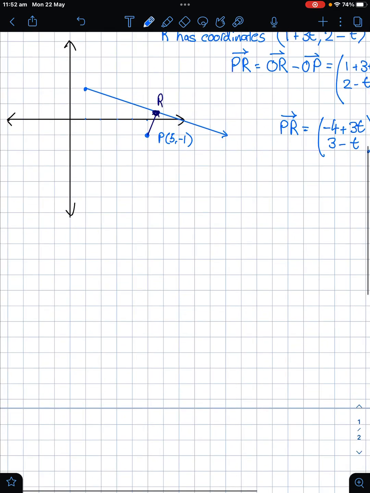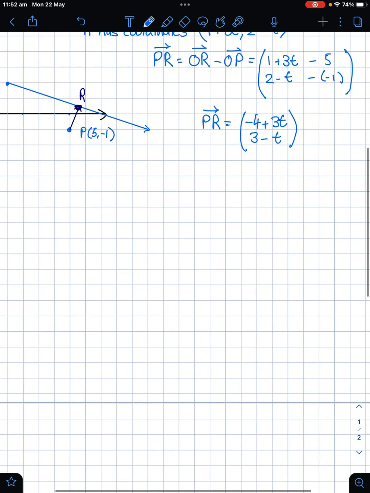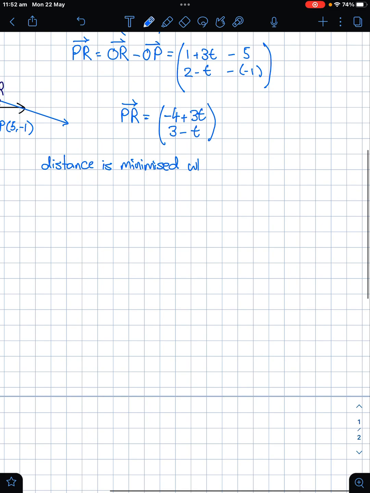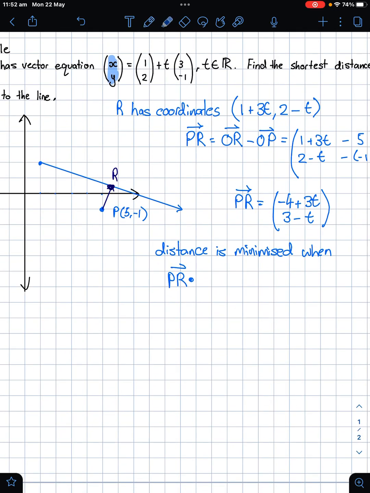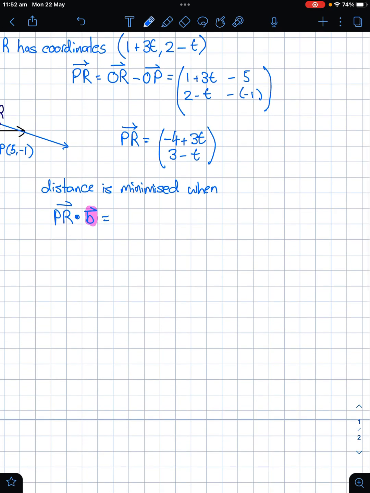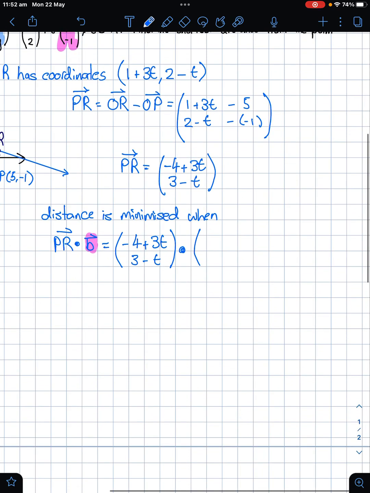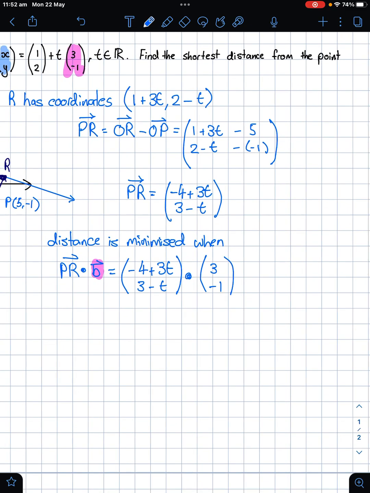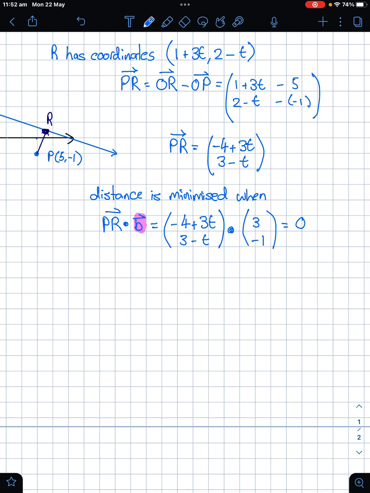So now we're looking for this here. So distance is minimized when P to R is perpendicular with our value here, which is B. I'm just going to use the B notation because this means now that we can write this as (-4 plus 3t, 3 minus t), dot product, and we're looking at the B vector, which is (3, -1), and we want this whole thing to equal 0. We want the dot product to equal 0 because that's where we get these values.